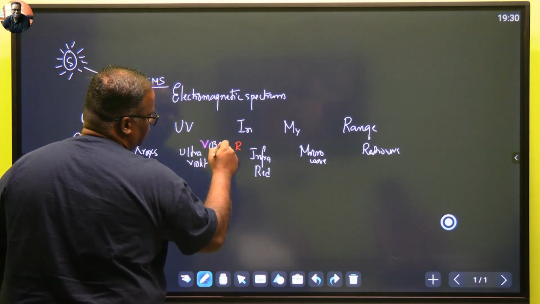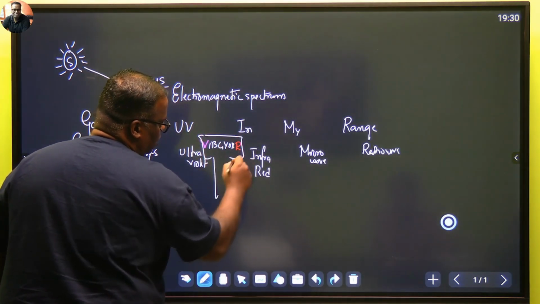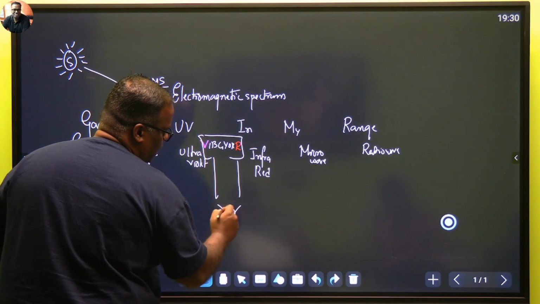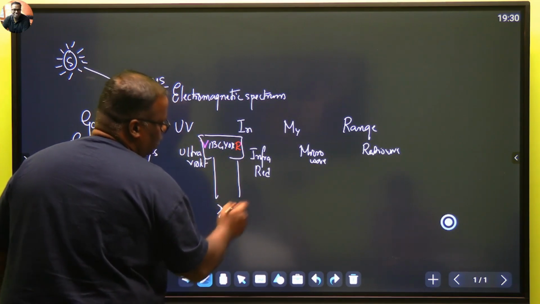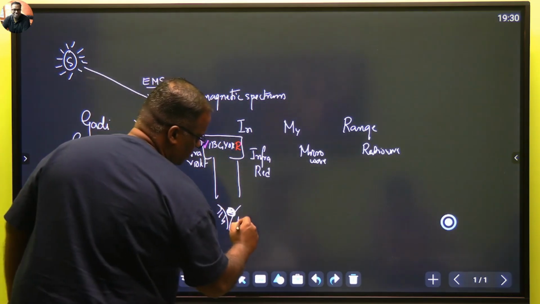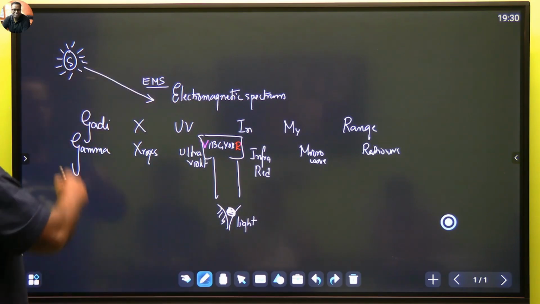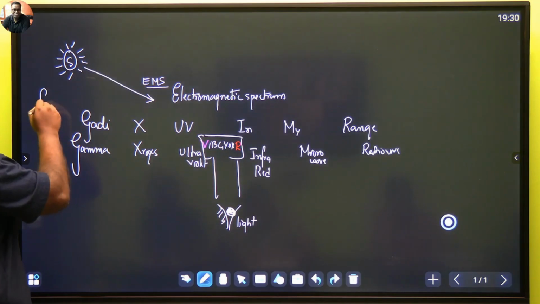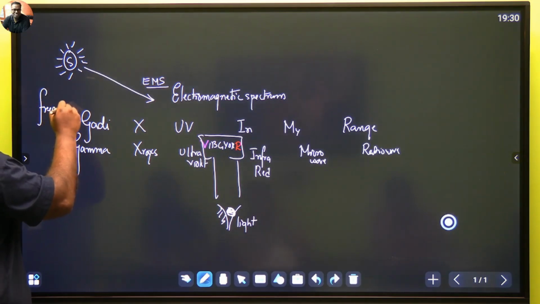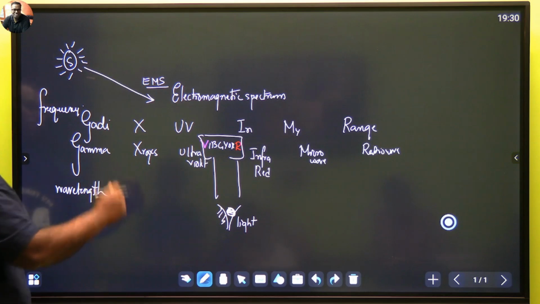This is the VIBGYOR. Your naked eye makes you look only into this. This is what you see with your naked eye. With your naked eye, you only see this much portion, and you call this as light. समझ में आ रहा है? This is called light. Now we'll also plot it under two things. One is called the frequency, and another will be the wavelength. Okay, the frequency and the wavelength.